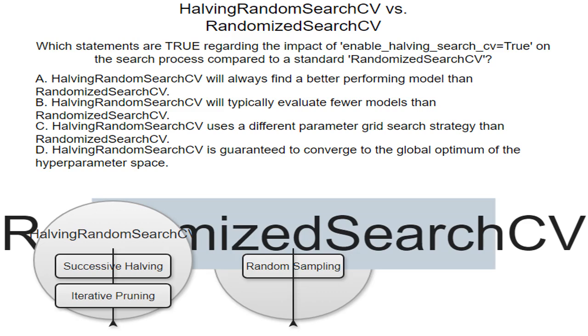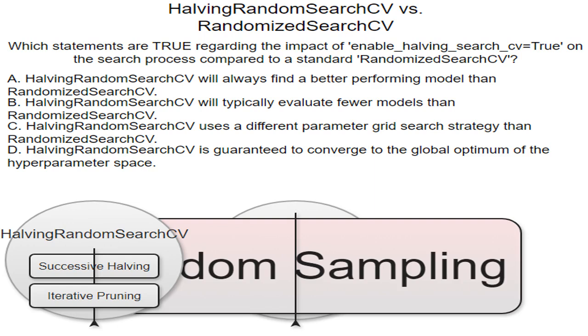I think of it as a race where the slowest runners are eliminated at each checkpoint, while the remaining racers get more resources to improve their speed. It's a systematic way to eliminate less promising solutions early, leading to more efficient exploration of model possibilities. This refers to the process of repeatedly removing underperforming models in halving random search CV. It's like a gardener selectively removing weak plants to allow the stronger ones to thrive. This iterative removal is what makes halving random search CV so efficient.